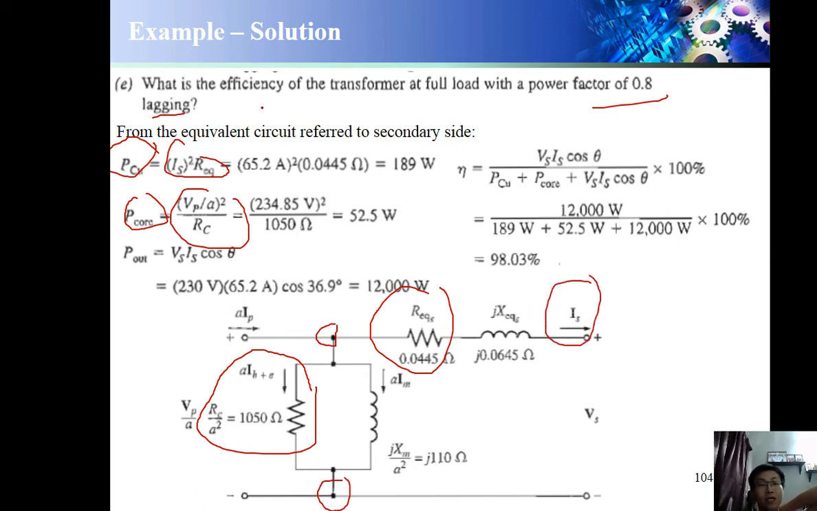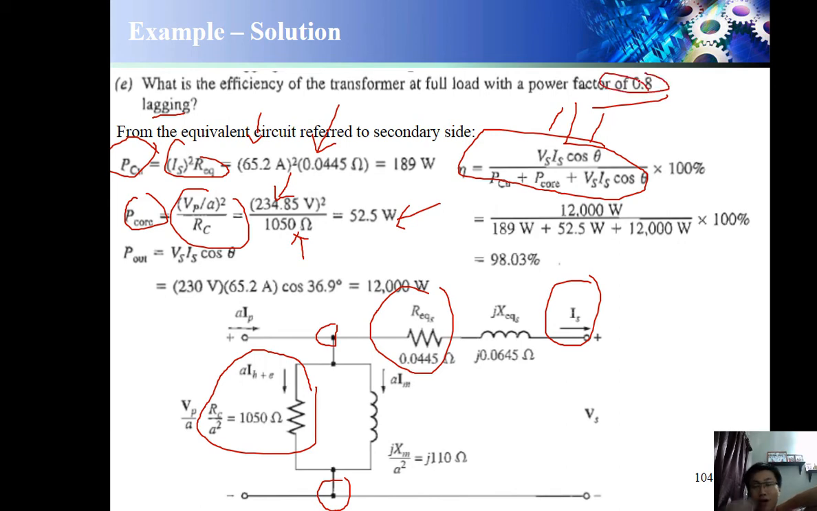So my IS is 65.2. Then my R equivalent is this one. My VPA is this one, calculated from the phasor diagram. This is my RC. So I get this one. For efficiency, use this one: V secondary times I secondary cos theta. Cos theta is given by the power factor. P core calculated, P loss calculated. Then I have my efficiency. So that's why we need to know the equivalent circuit.